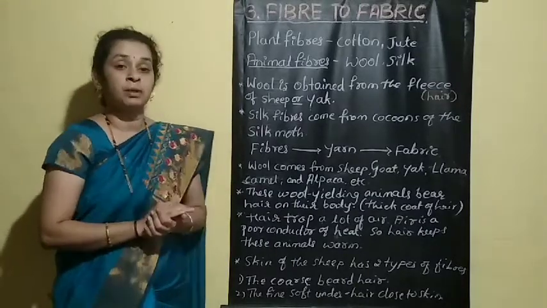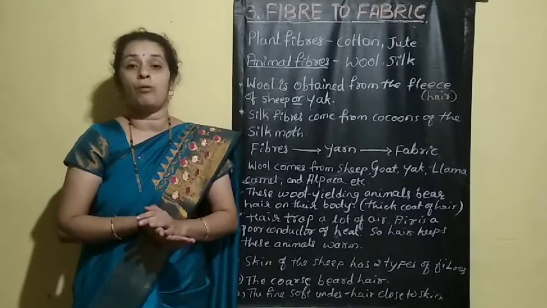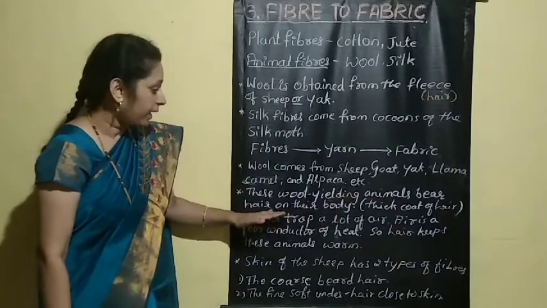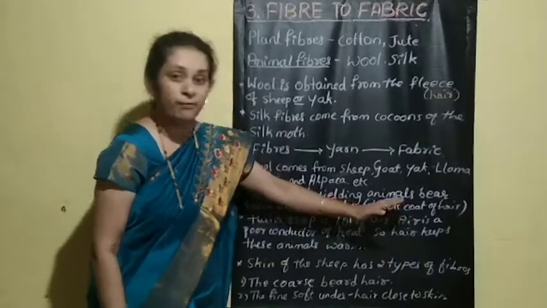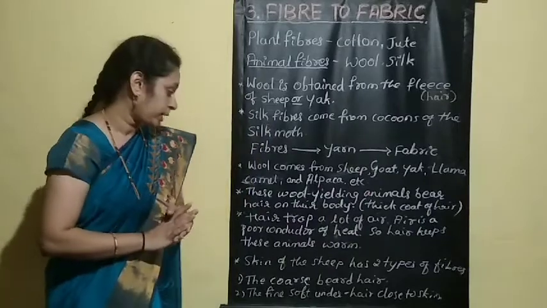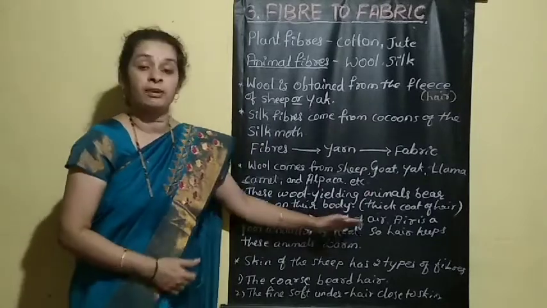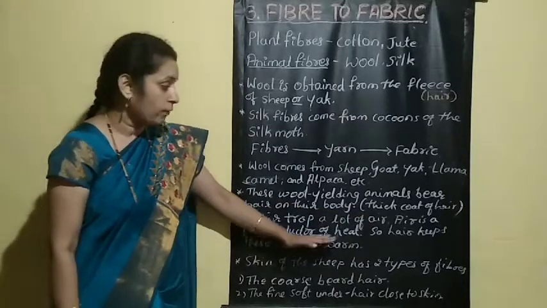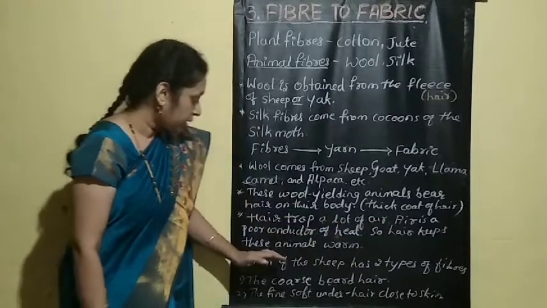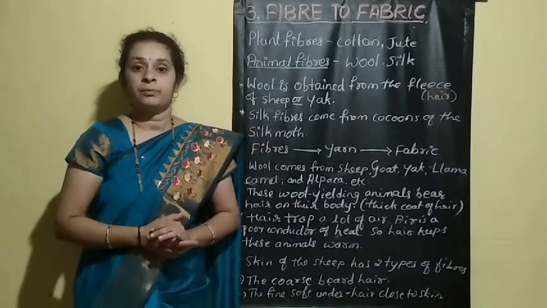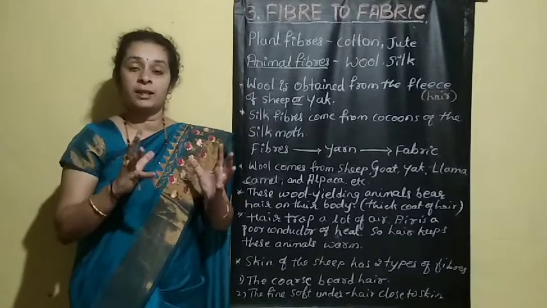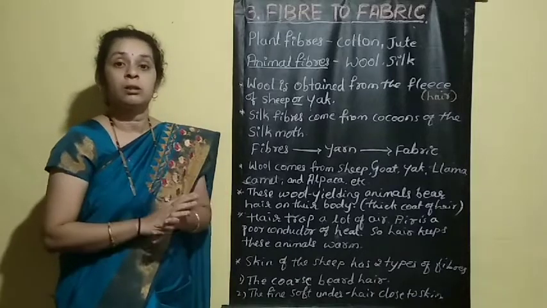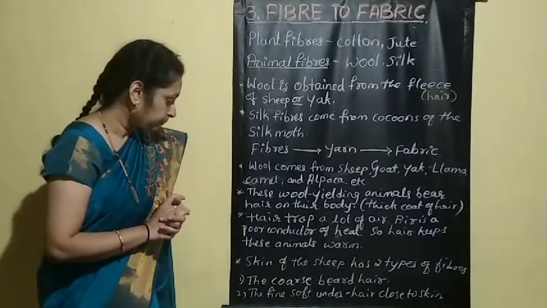These wool yielding animals have a thick coat of hair on their body. The hair traps a lot of air, because air is a poor conductor of heat. So the hair keeps these animals warm. Because of the presence of air trapped inside the hair, these animals will be warm.